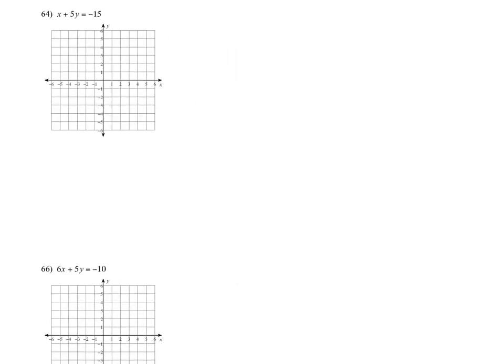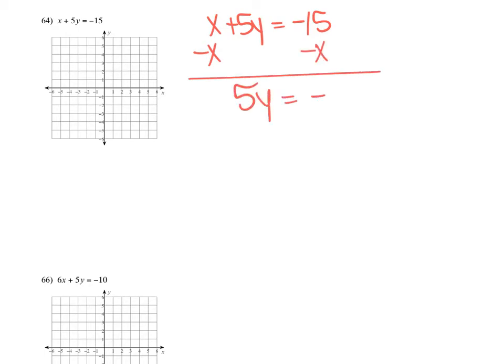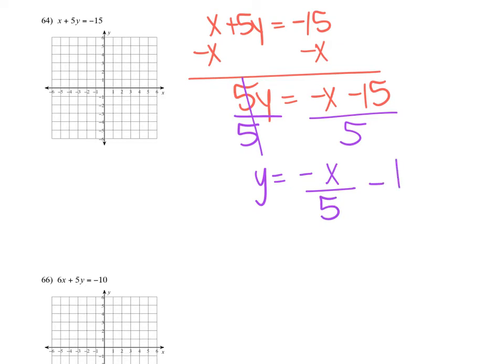Let's do number 64. So 64 is not alone. So x plus 5y equals negative 15. I want y to be isolated. So I'm going to subtract x from both sides. So I get 5y equals negative x minus 15. And then I'm going to divide by 5, divide by 5. So I get y equals negative x over 5 minus 15 over 5. Now, there is an invisible 1 right there. So I'm going to write y equals negative 1 over 5 x minus, and then 15 divided by 5 is 3.